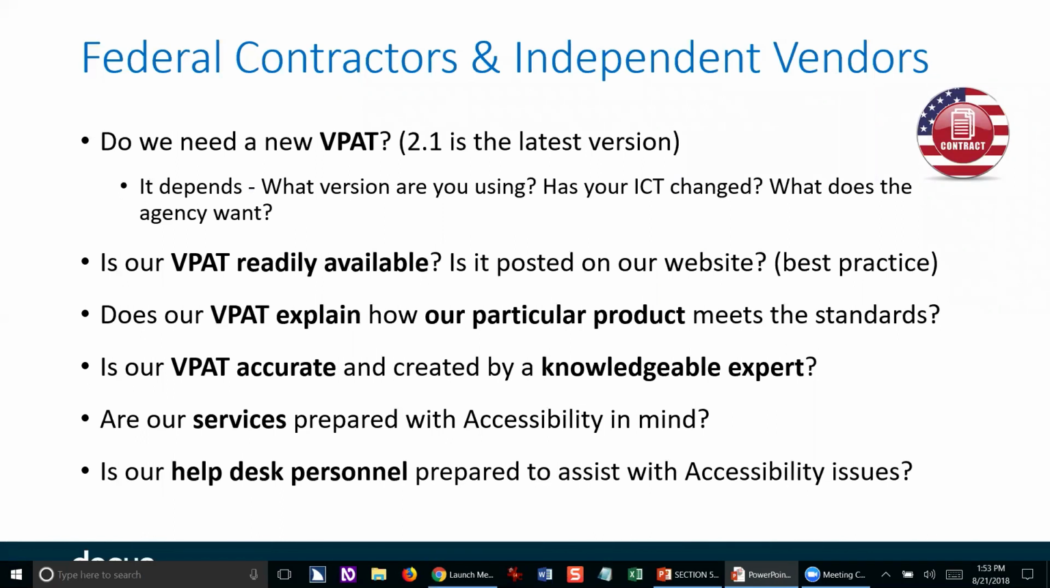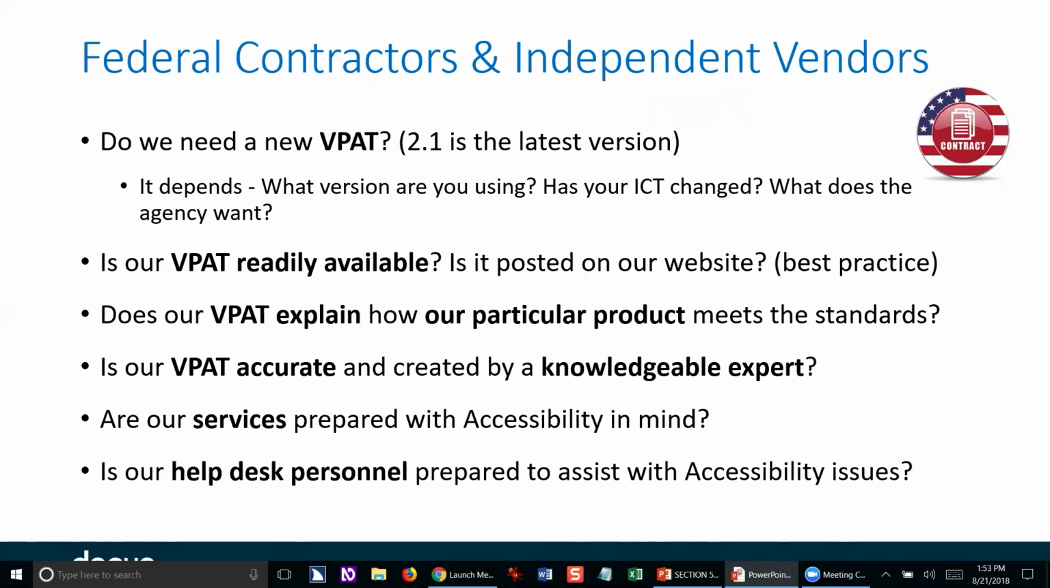If you do complete a VPAT, make sure that you have it readily available, and it's a best practice to have it posted on your website. And this is really critical, be sure to address how your particular product or service meets the standards. So rather than saying, yes, it meets this criteria and that criteria, explain also how it meets them.